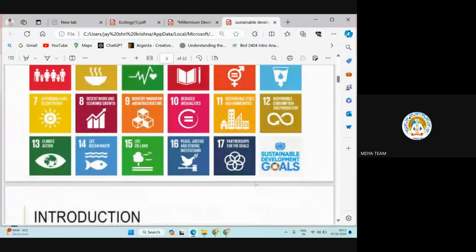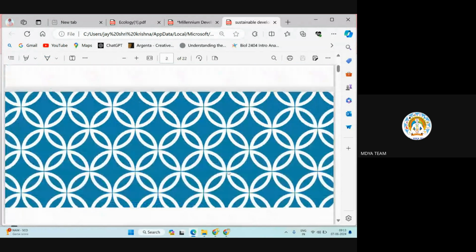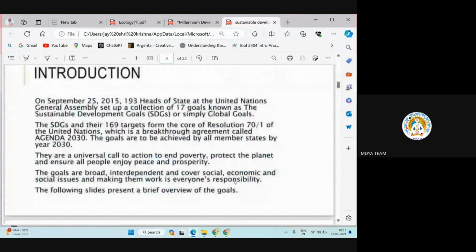So these are the little hard to remember Sustainable Development Goals. Up to 2015, the Millennium Development Goals target was there. Then on September 25, 2015, 193 heads of state at the United Nations General Assembly set up a collection of 17 goals known as the Sustainable Development Goals, or simply Global Goals.